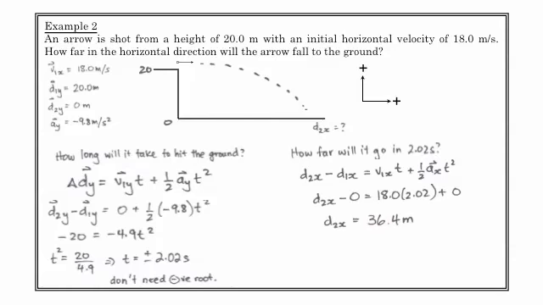We know that the arrow starts out at a horizontal displacement of 0. And we know that it goes some distance d2x. So all we need to do is multiply our 2.02 seconds times the 18 meters per second, and we find that the arrow travels 36.4 meters in the x direction.